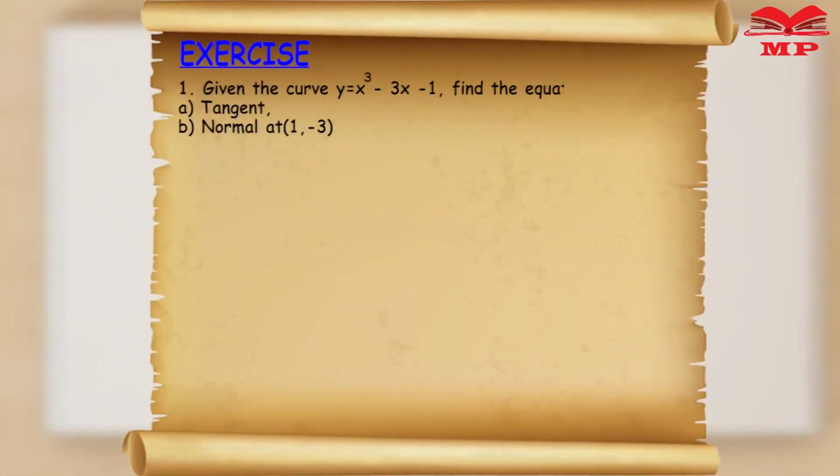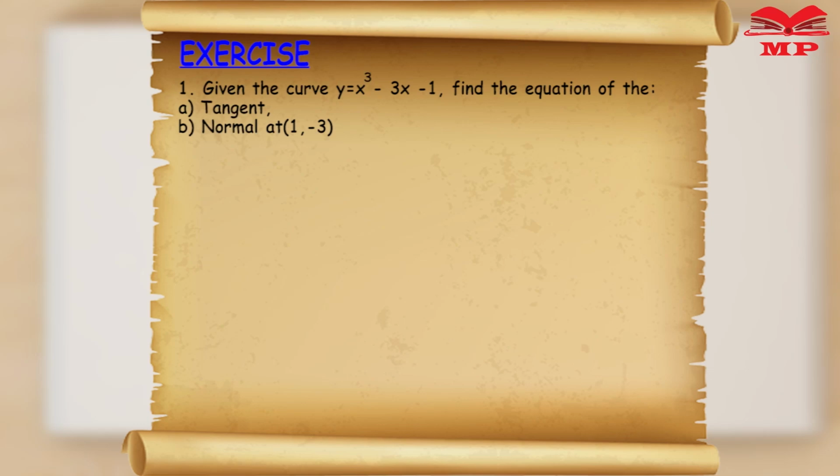I would like you to do the following questions. Question number 1. Given the curve y is equal to x cubed minus 3x minus 1, find the equation of A, the tangent, B, the normal at the point 1, negative 3.